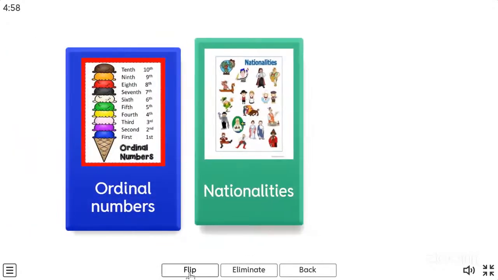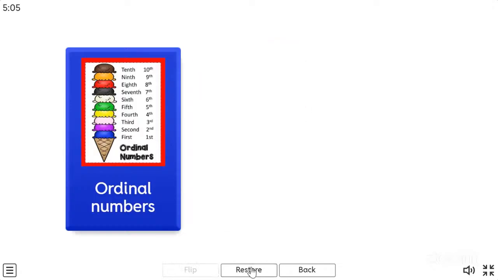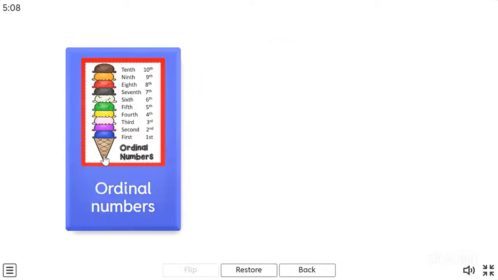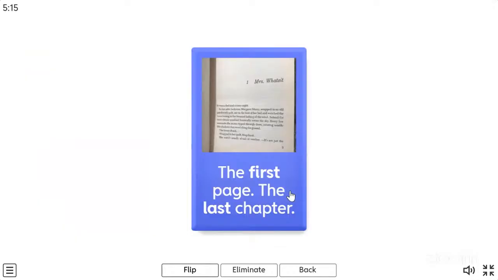Nationalities: the Indians, the Americans, the Greeks. Before nationalities, we use this article, the. As I already told, ordinal numbers: first, second, third, fourth. The first page, the last chapter. I'm referring to the first chapter. She's on the 6th page. So before ordinal numbers, we use this article the. Okay?